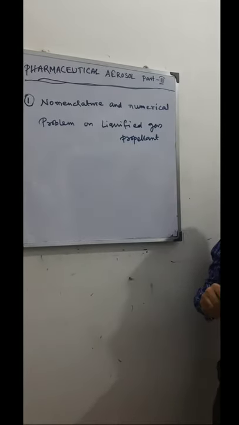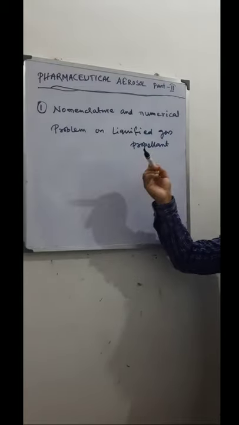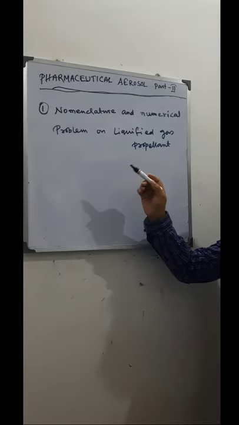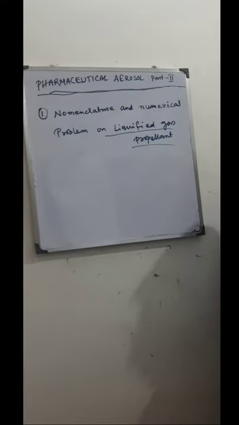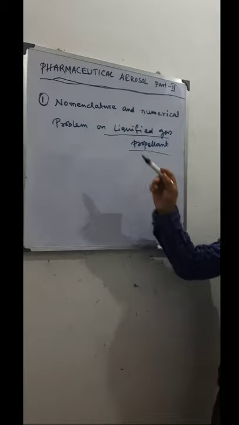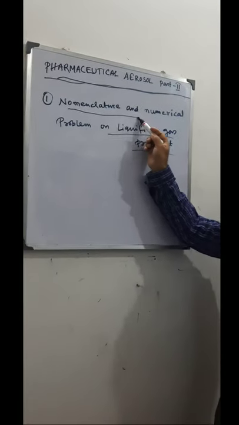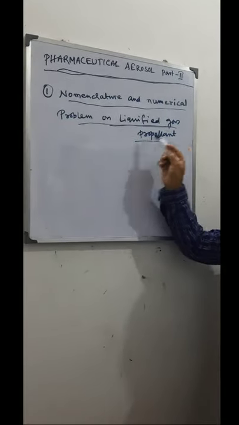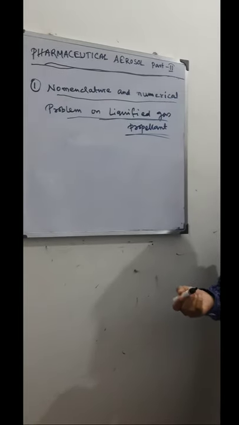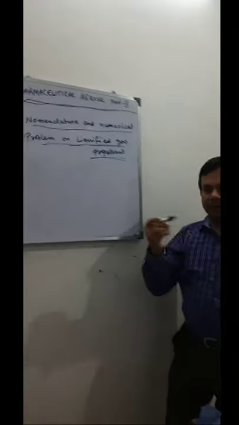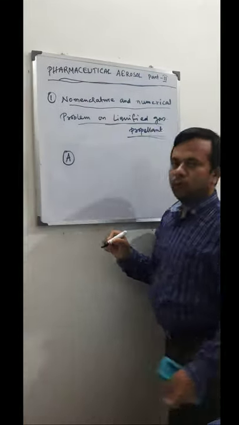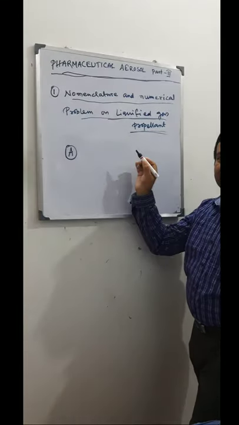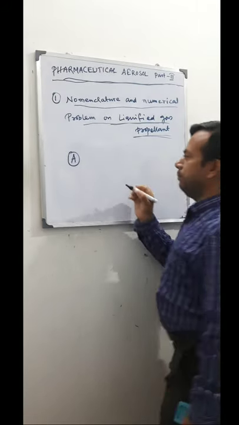In my previous video, we learned the various steps of making the nomenclature of liquefied gas propellants. Today we will explain in detail the nomenclature and a numerical problem on liquefied gas propellant. Nomenclature of liquefied gas propellants can be done in two ways. In the first way, we can convert the designated number of the propellant into its chemical name.